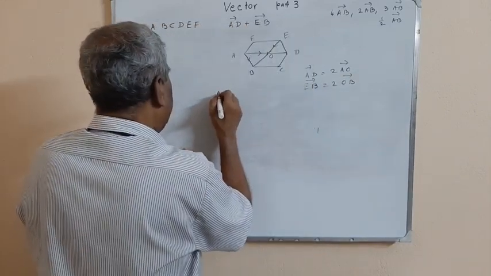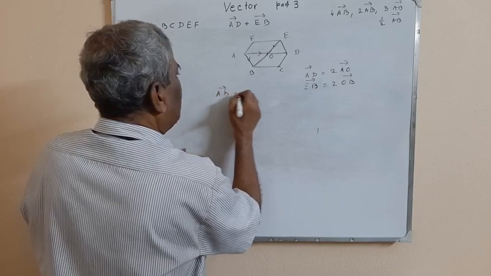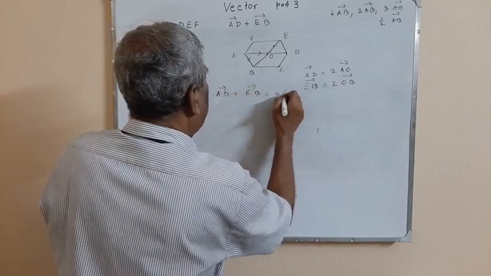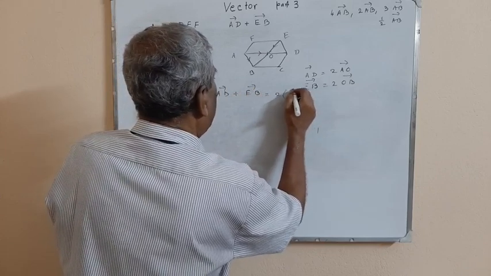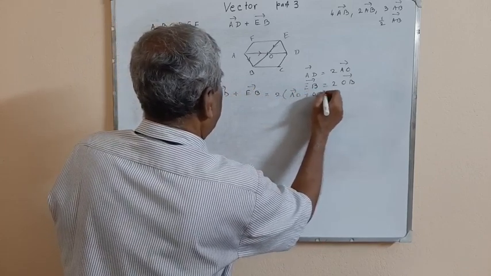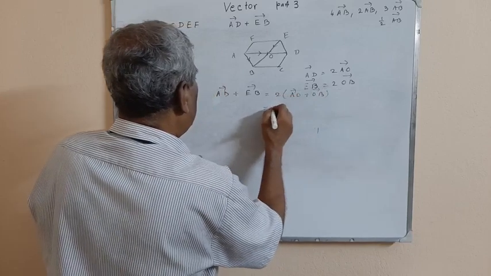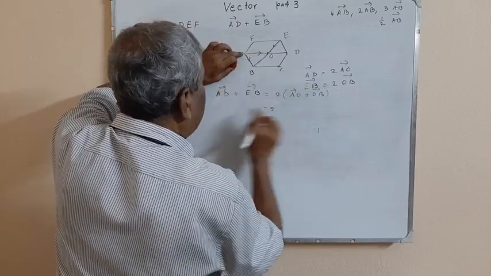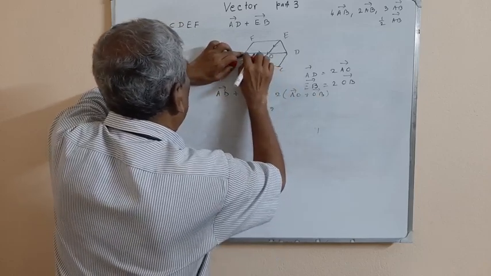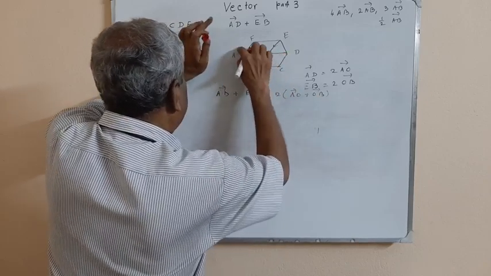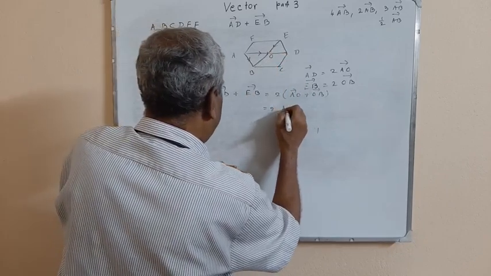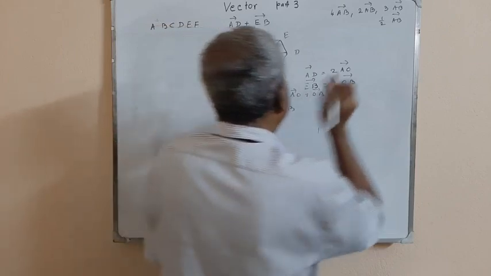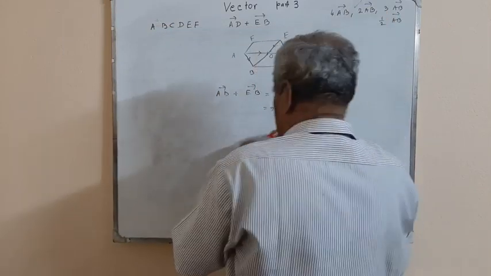So AD vector plus EB vector is equal to 2 times AO vector plus OB vector. AO is from this to that, then plus O to B. So A to O, O to B is nothing but AB vector. So the answer is 2 times AB vector. So the second option is correct.